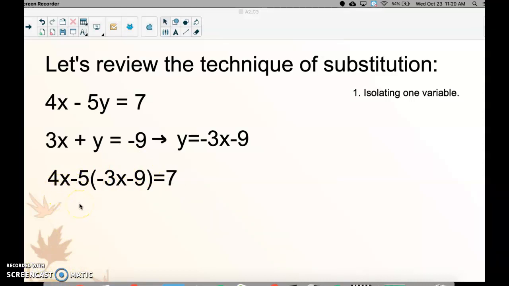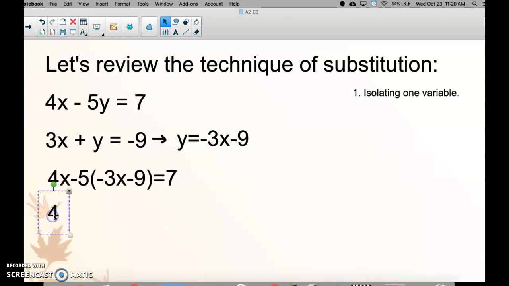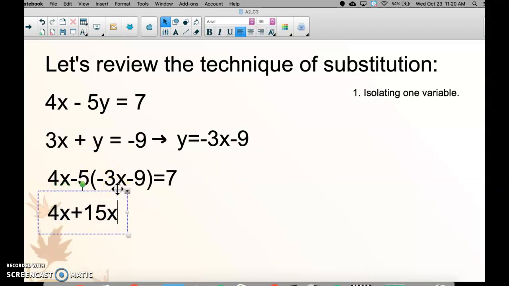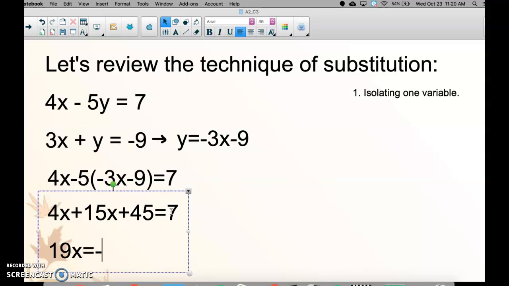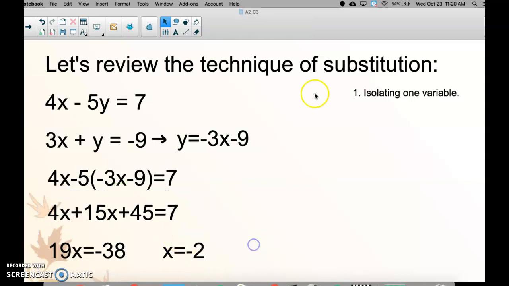So we're going to solve this by just simplifying. So I'm going to do 4x, and then I'm going to distribute. So it's going to be plus 15x. Negative 5 times negative 9 is positive 45, and it equals 7. Combine your like terms, move everything to one side, and you end up getting 19x equals negative 38. When we simplify, we get x equals negative 2.